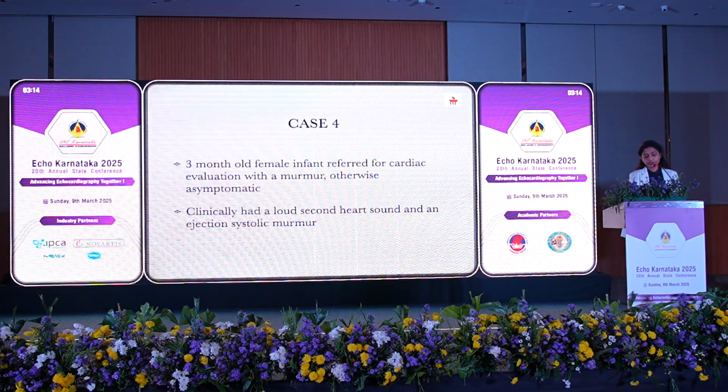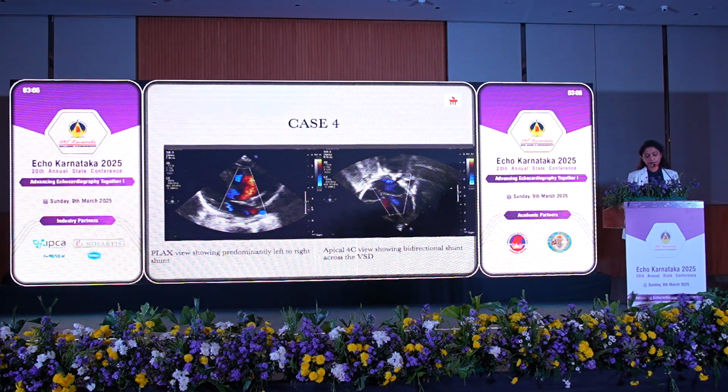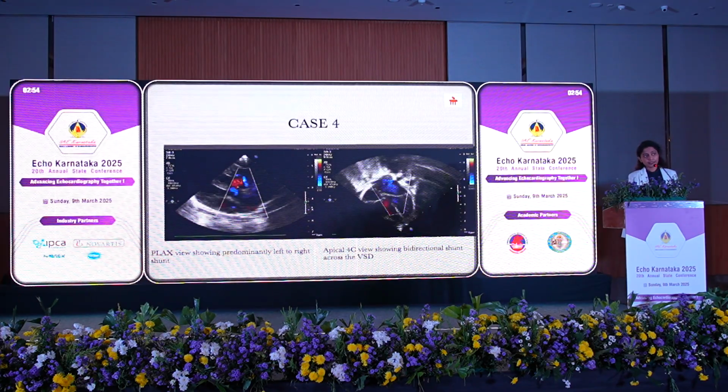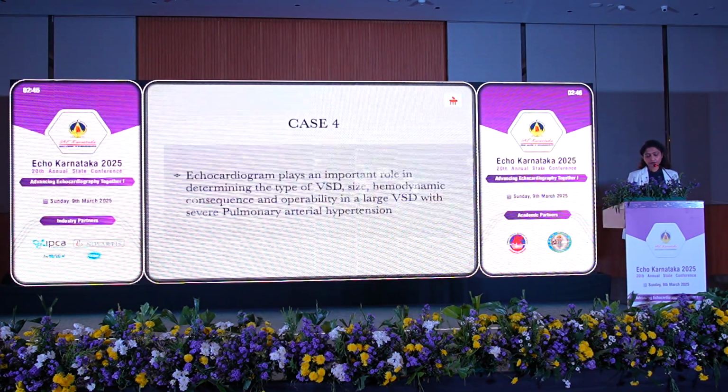This is a 3-month-old female infant referred for evaluation with a murmur, otherwise a totally asymptomatic child. She had a loud second heart sound and an ejection systolic murmur. Parasternal long axis view showing predominantly left to right shunt. I'm using the word predominantly because she also had a transient right to left shunt, and she was a thriving child. So all the more reason to send her, because these babies sometimes are known to go in for early Eisenmenger's features. So this child was operated at 3 months of age.